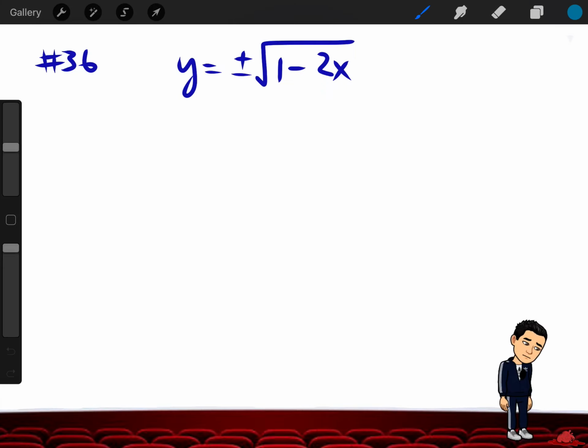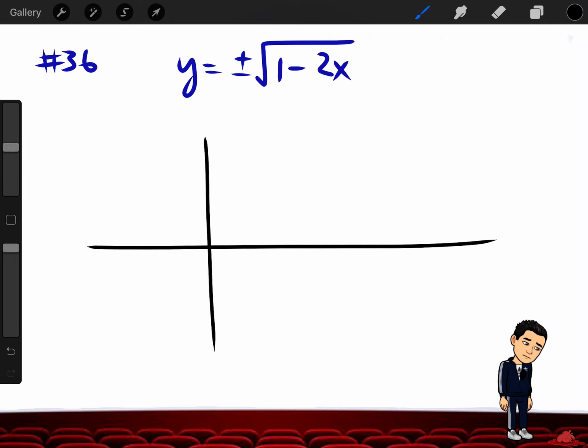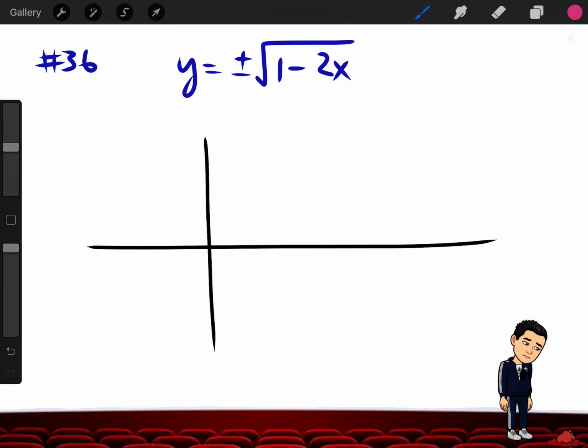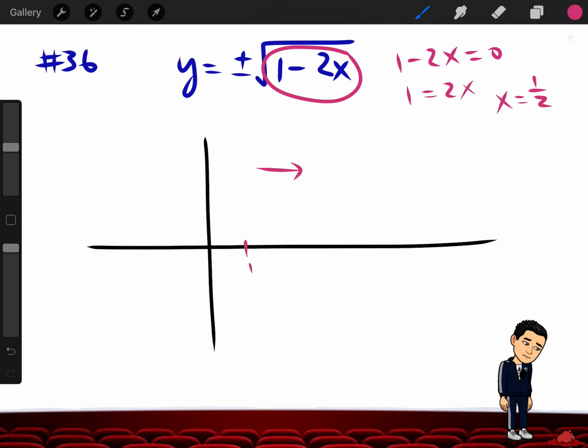What about this one? Looks tricky. So this is how you're gonna graph it. The way to graph this one is that you have to set this equal to 0. So 1 minus 2x equals 0, and you solve for x, so you know where the function is graphing towards. So we have 1 equals 2x, so x equals 1/2. If I call this 1, it's going to shift towards the right by 1/2.